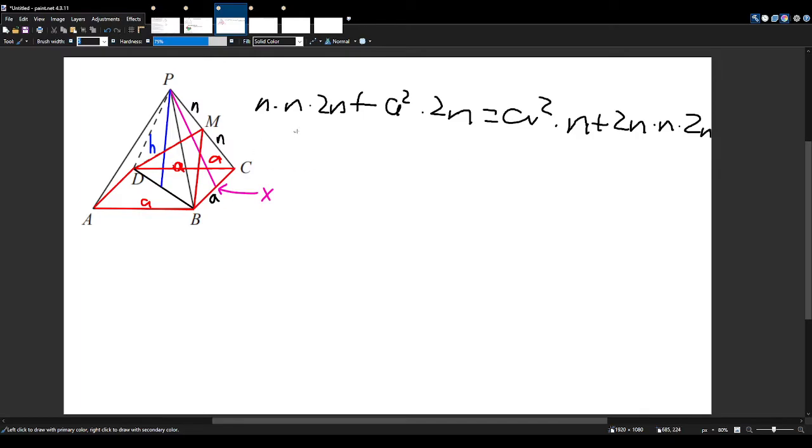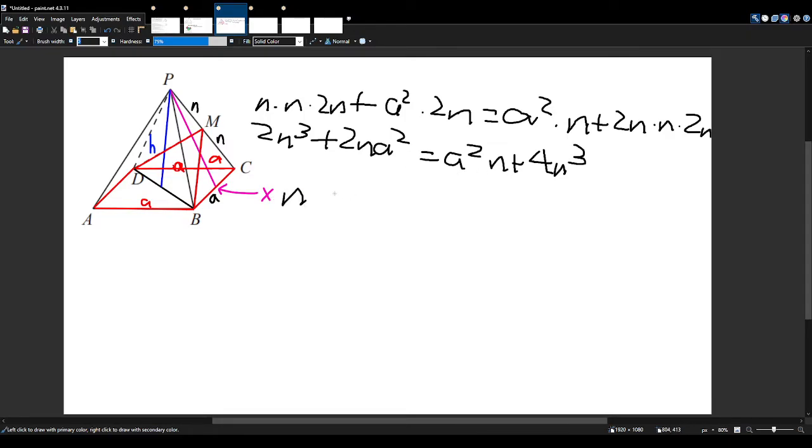Okay, and then you want to, this is a squared? Yeah, that's just a squared. And then you want to simplify 2n squared plus 2n a squared equals 2, sorry, this is 2n cubed, and this is squared, not cubed. A squared n plus 4n cubed.